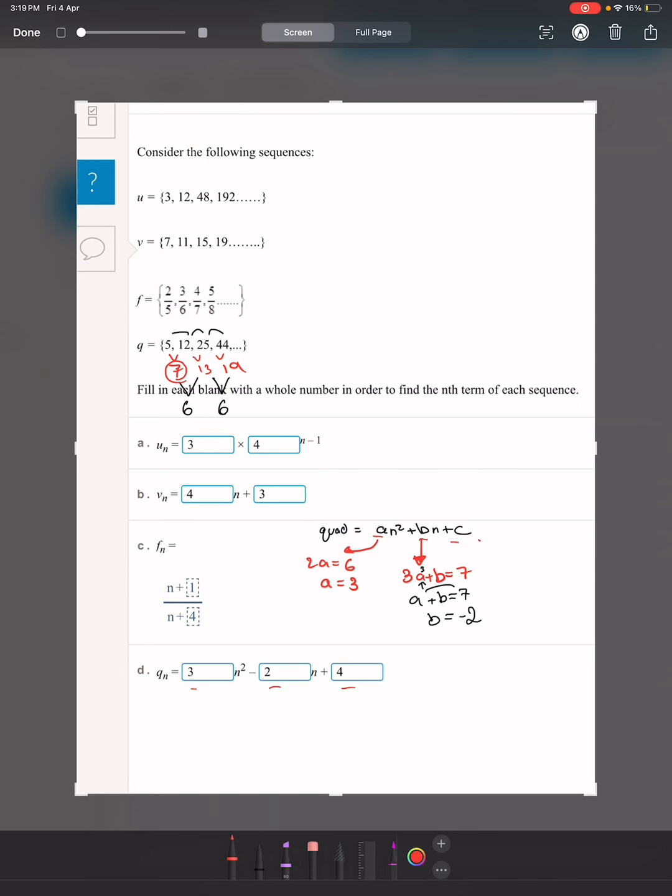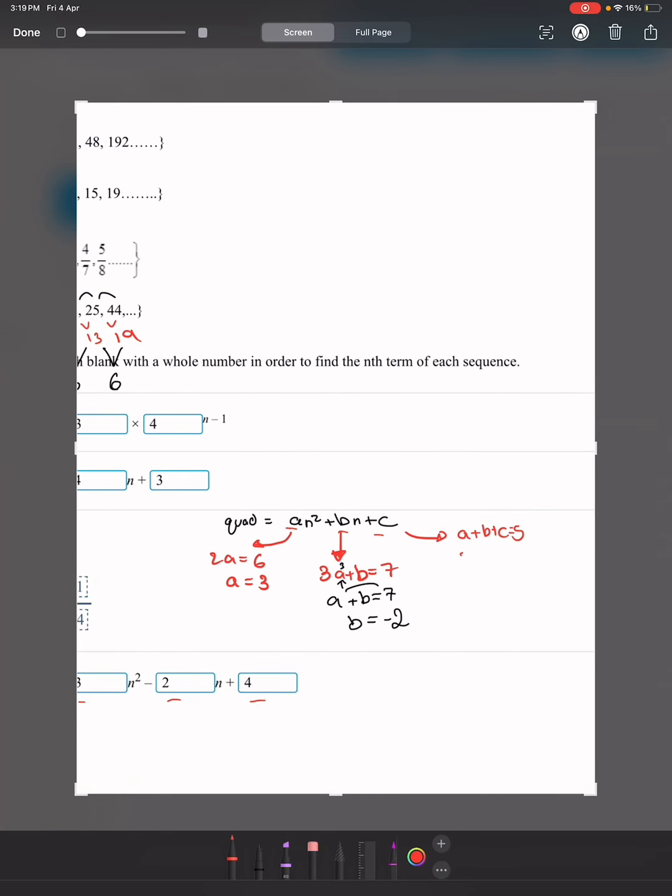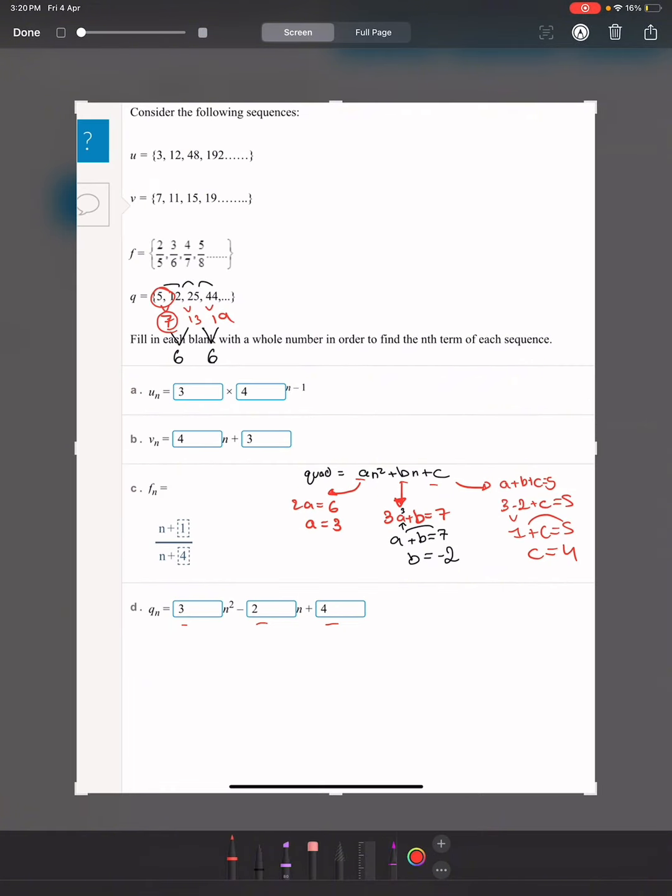And then the formula for c is a plus b plus c equals the third difference, which is 5. So a, which is 3, plus b, which is minus 2, plus c equals 5. This minus this is just 1, plus c equals 5. Move this, c equals 4. So we got everything: 3n squared plus, minus 2n plus 4.